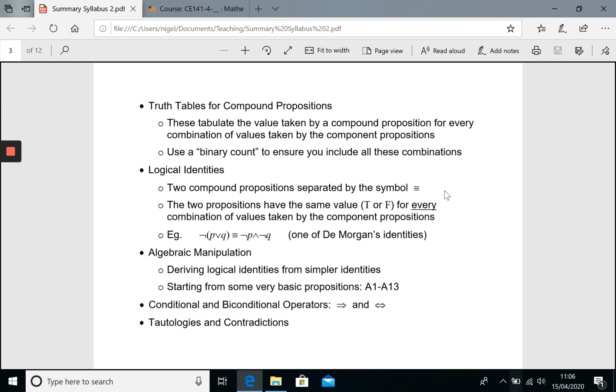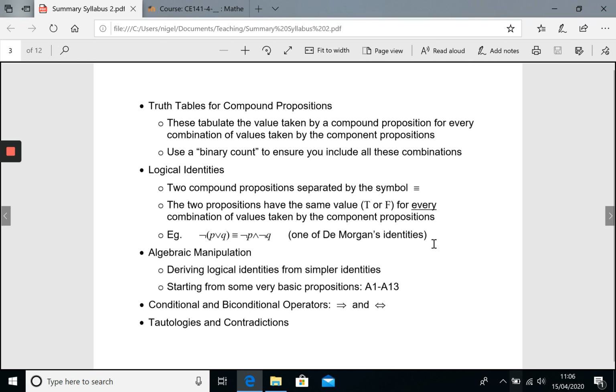One of the classic examples is one of De Morgan's identities, which says that NOT (P or Q) is identically equal to NOT P and NOT Q. So it doesn't matter what values P and Q take, those two sides will always evaluate to the same thing.